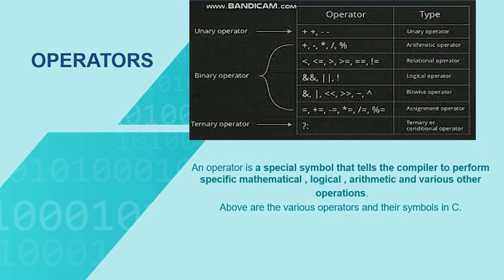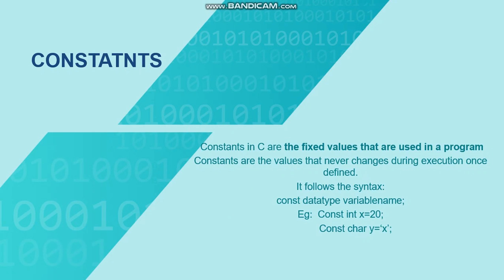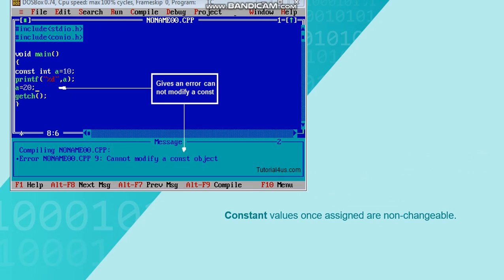Operators are classified as unary operator, arithmetic operator, relational operator, logical operator, bitwise operator, assignment operator, and ternary operator in the C language. An operator is used to perform specific functions between two or more operands. Constants in C are fixed values that can never be changed. A constant follows the syntax: const, data type, variable name, and value. Const int x is equal to 20. This is how a constant can be declared.